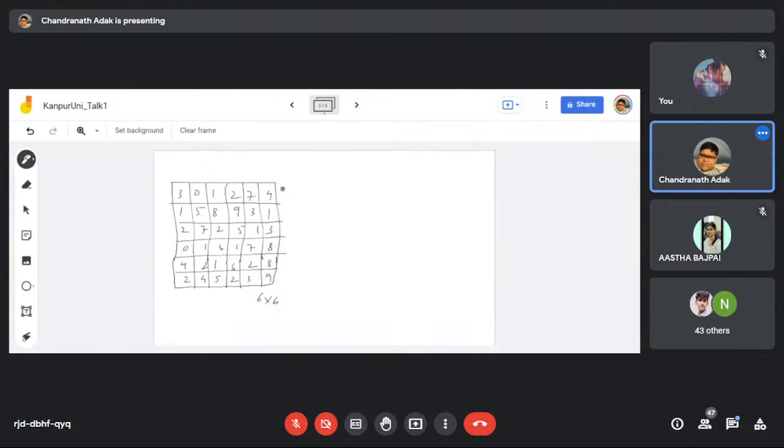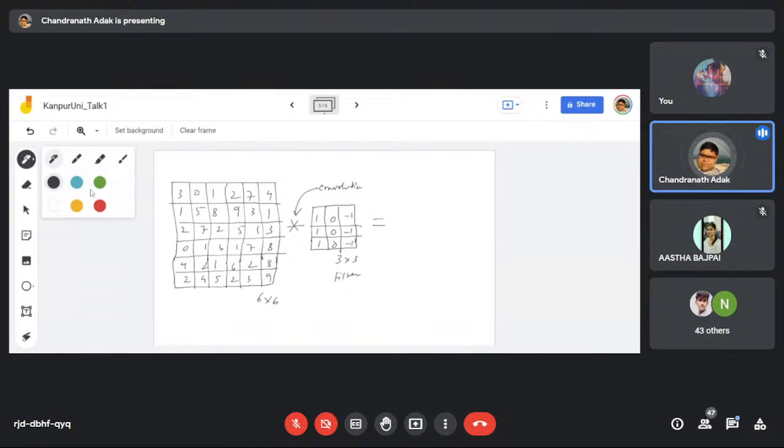So the size of this matrix, or you can think of an image, is 6 cross 6. Now our objective is to show you a convolutional operation. For convolution, I am taking a 3 cross 3 filter. For now I am taking this as 1, 1, 1, 0, 0, 0, minus 1, minus 1, minus 1, and this star we are calling the convolution operation.